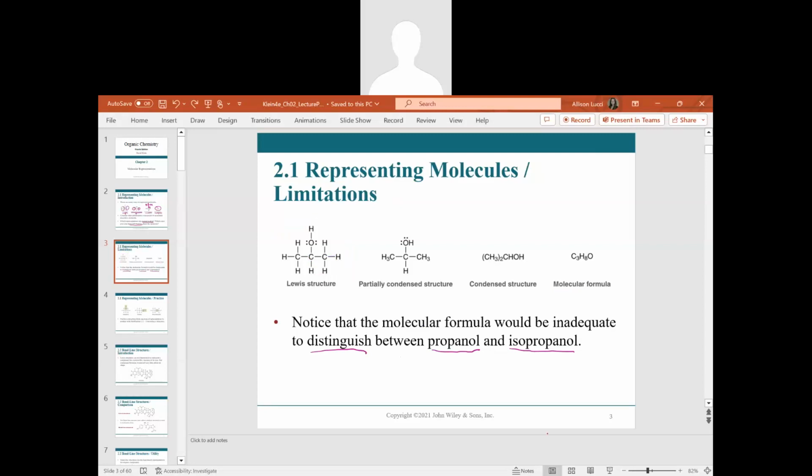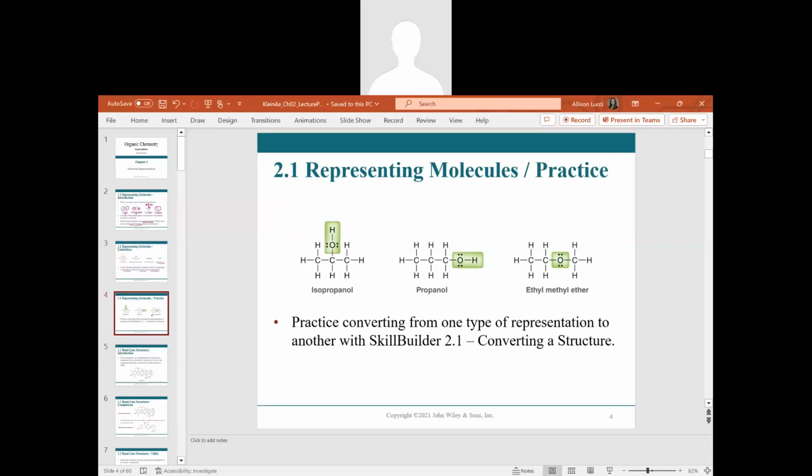So that's why sometimes a Lewis structure or a partially condensed structure is more useful than, say, the molecular formula, which gives us no information as far as bonding. So this is what we were talking about on the last slide. This is isopropanol because this carbon has the OH group, and then this carbon on the end has the OH group here in just propanol, which is a 3-carbon chain alcohol.